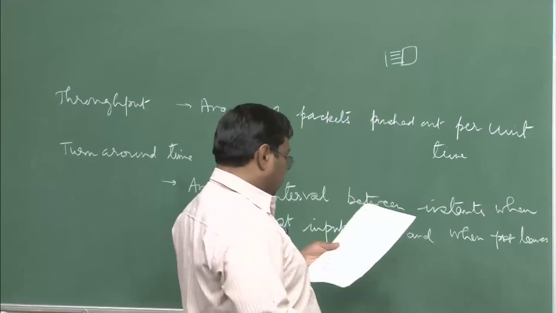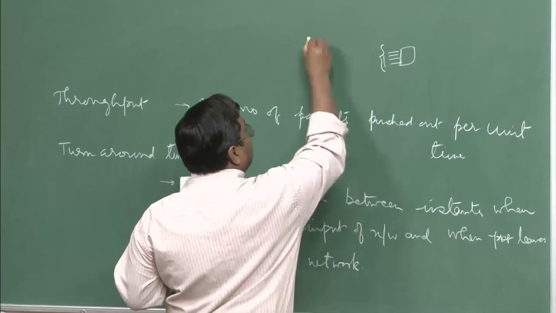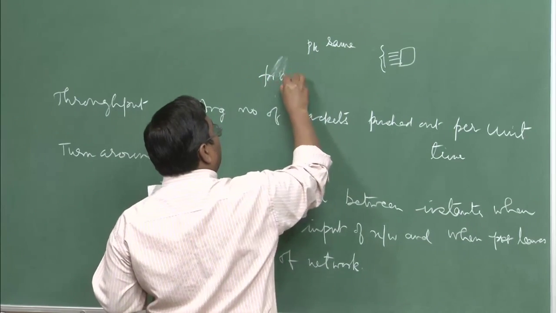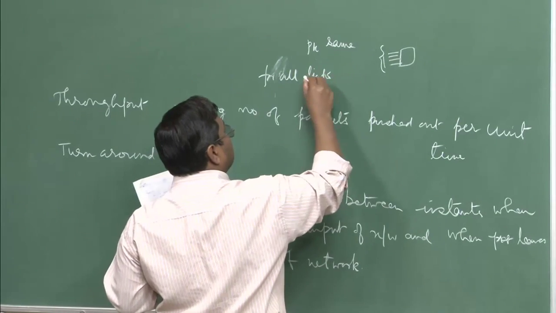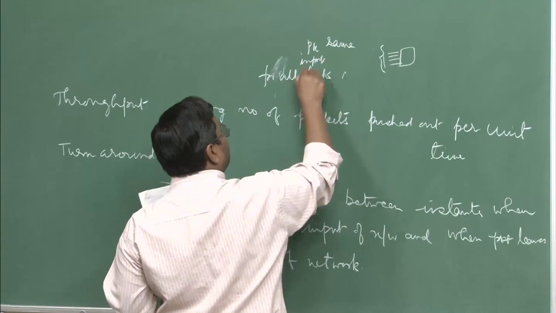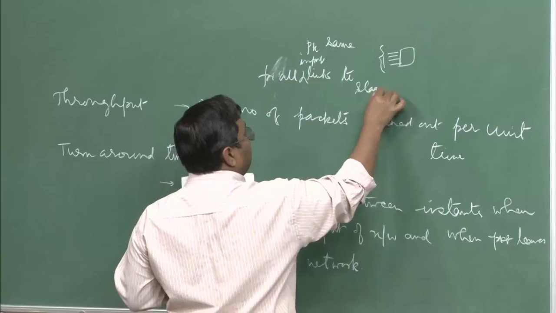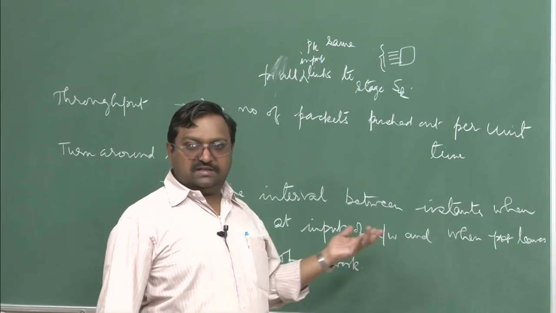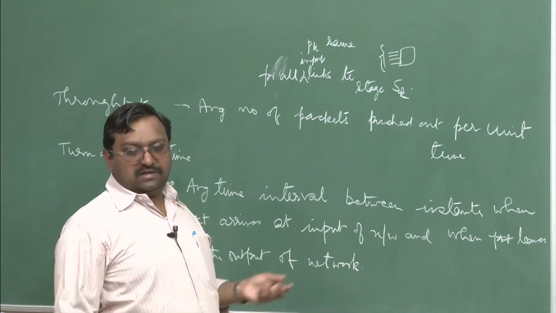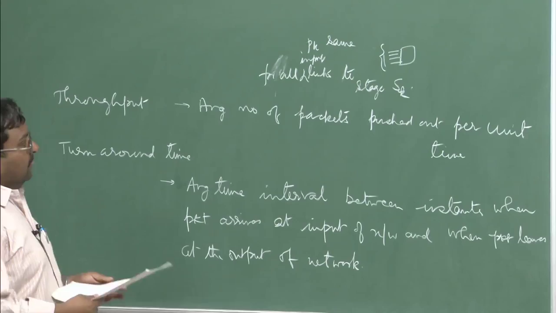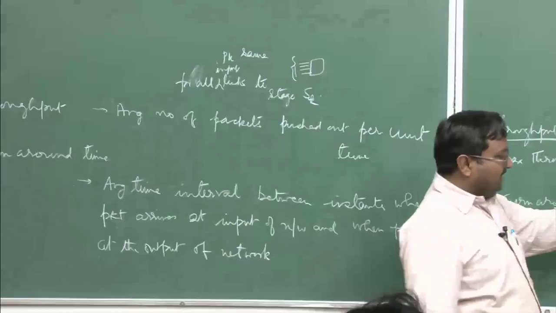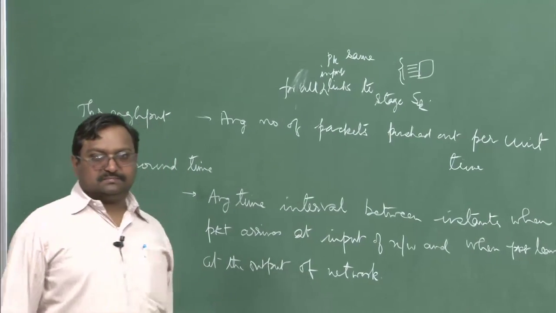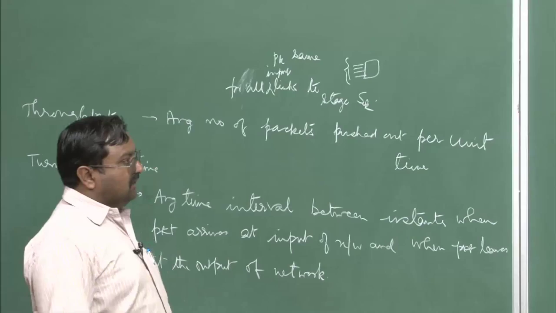This means I can assume that p_k is the same for all input links to stage k. Not only this switch, but in that stage, whatever number of switches are there, all inputs in that stage will be independent. There is no correlation between them. You can keep extending this, so p_n will be the same for all output links also, and that independence will still be maintained.